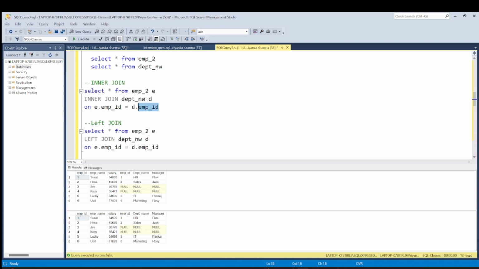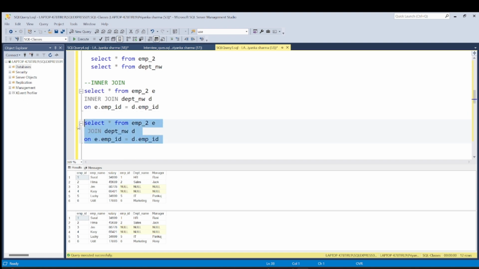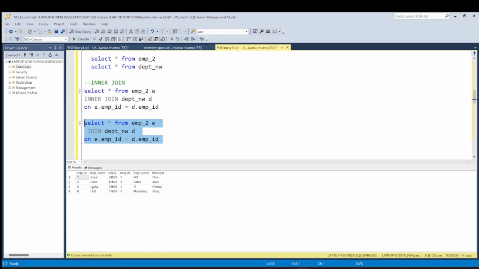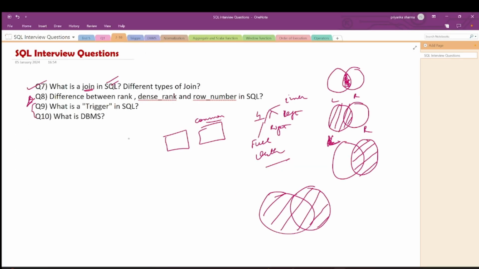Let me also tell you this thing, that by default SQL performs inner join. So you can see here that only the common values are coming, null values are not coming, which are not common to both the tables, right? So by default SQL performs inner join, the common values. This can also be asked in the interview: by default, what is the join type? It is inner.